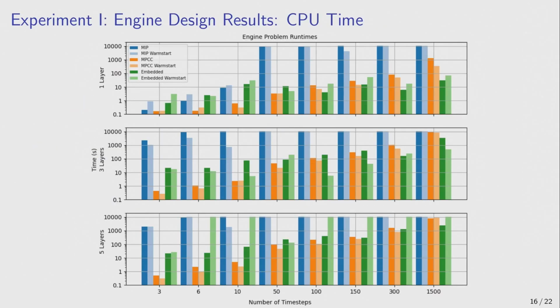So I just have some little results, and I'm not going to go into too much detail here. On the x-axis are the number of time steps. We want to get as large a number of time steps as possible, ideally to 1500. We have three different solvers. The MIP solvers are in blue. They're running out of time basically for anything above 50 time steps or so.